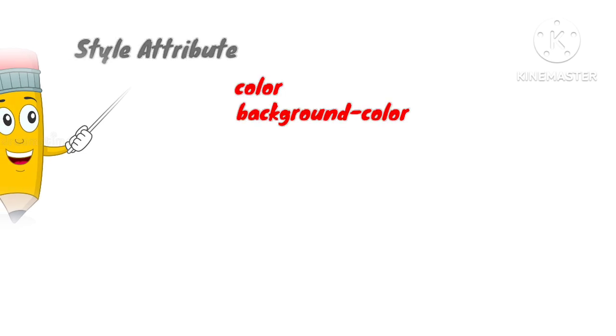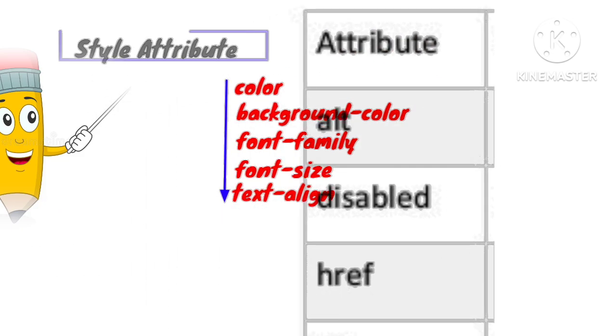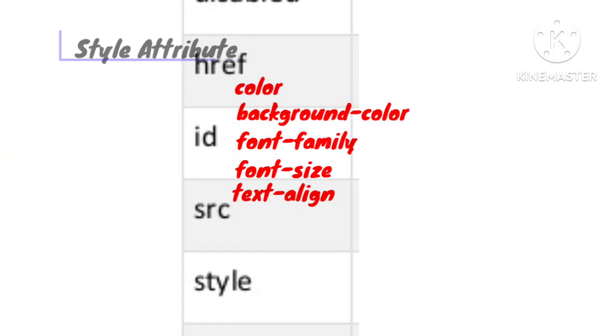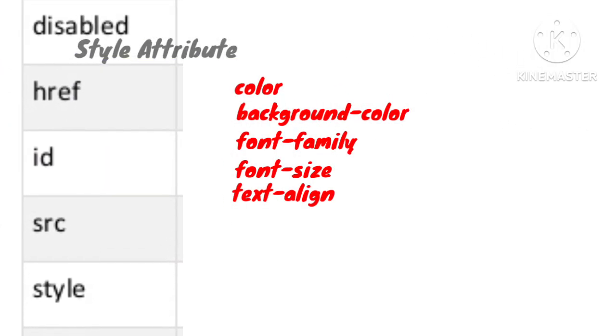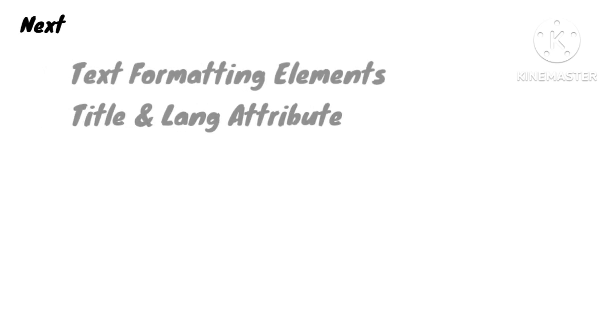So far, with the style attribute we have used color, background-color, font-family, font-size, and text-align. Style is not just a single attribute in HTML. There are many attributes which we will work with. In the next video, we will see text formatting elements, language and title attributes.